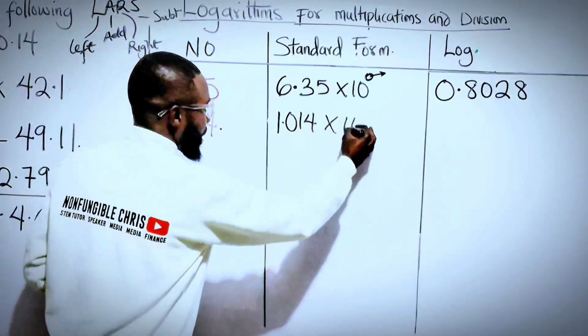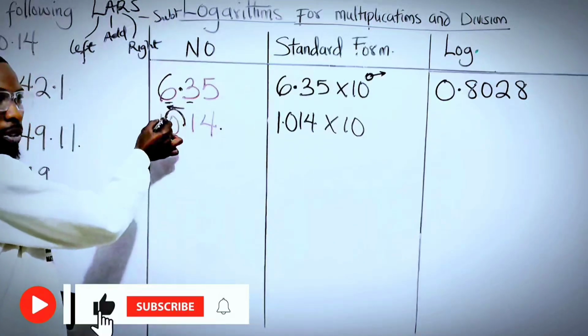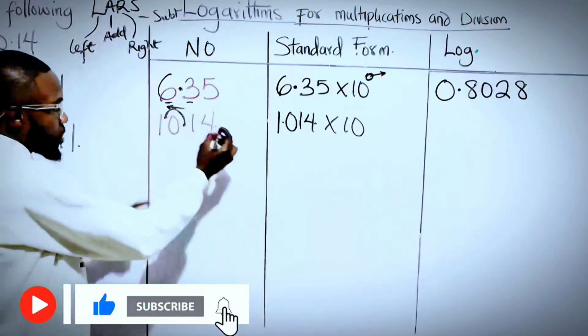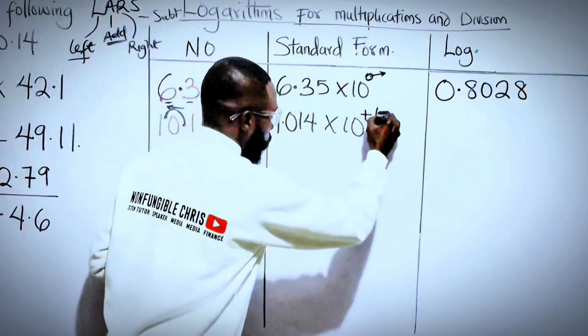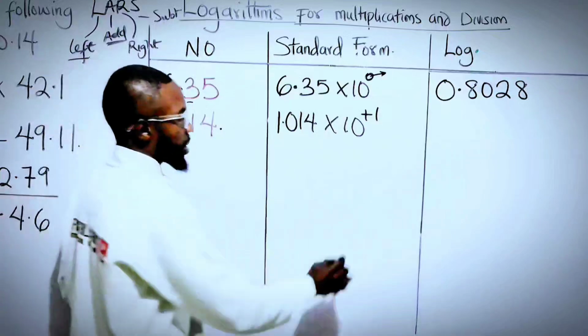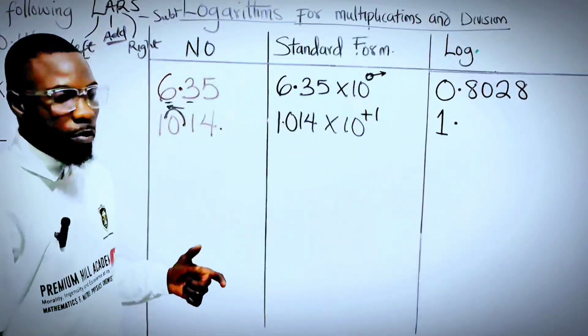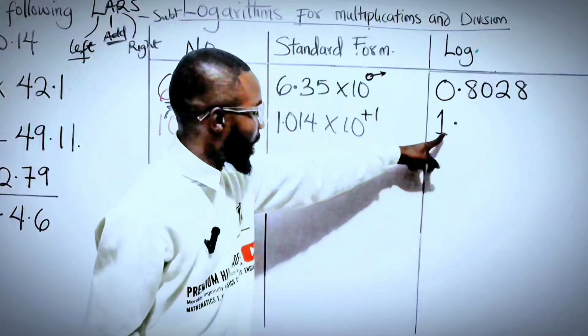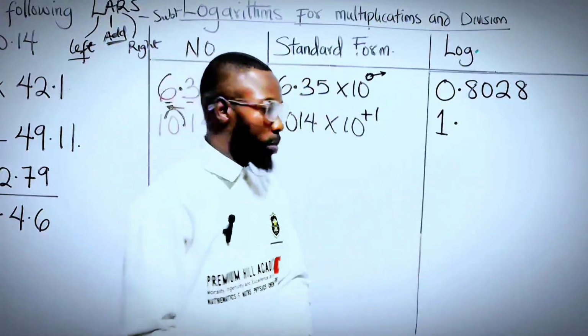1.014 times 10 raised to the power of what? How many times did I move? I moved just once, and since I'm moving to the left, I add 1. So I'm having plus 1 here. That means my characteristics here will be 1 point. At every point, this is our characteristics. Then the number after the decimal point is our mantissa, and we get that from the standard table.